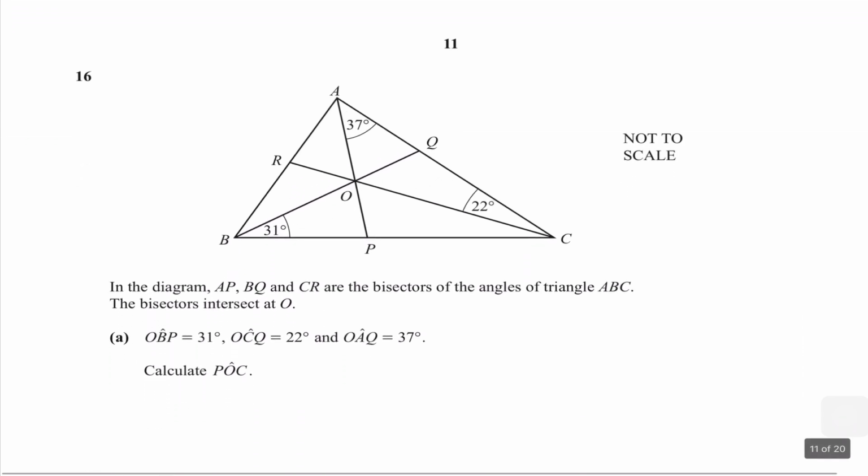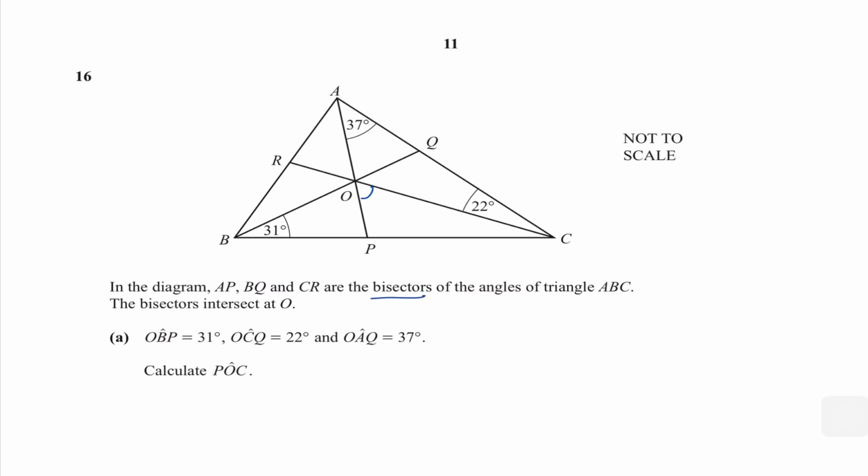Let's do question number 16 now. In question number 16, it says that I have to calculate POC. So let's work out what POC is going to be equal to. First, let's identify angle POC. Angle POC is going to be this one. Actually, I should have read the question first. Let's do that now. The diagram AP, BQ, and CR are bisectors.